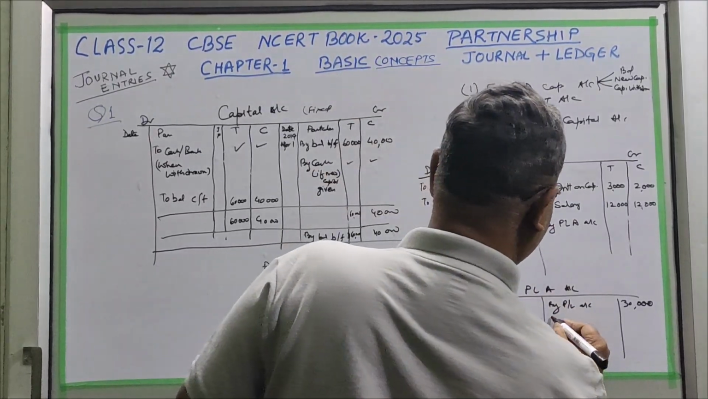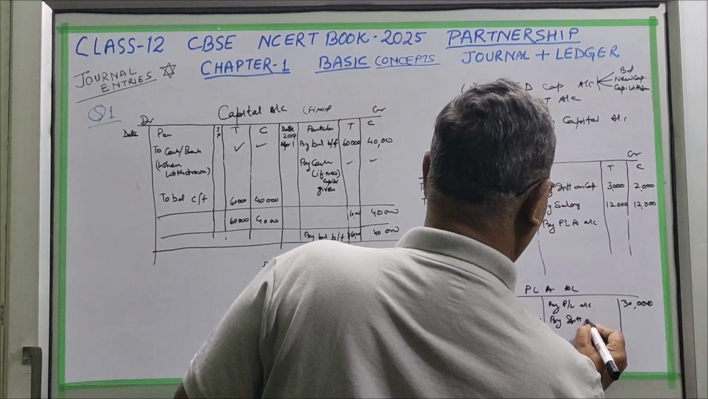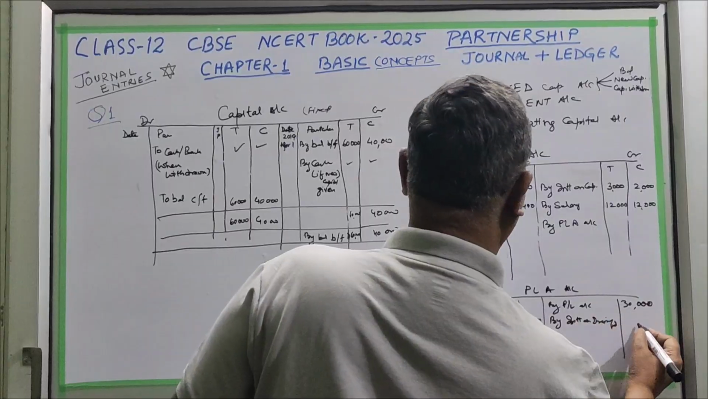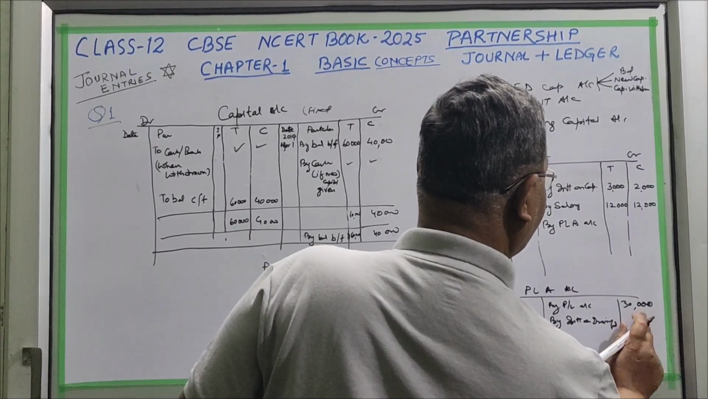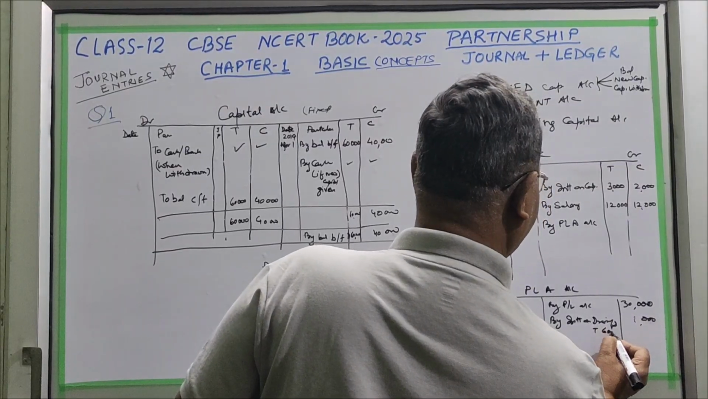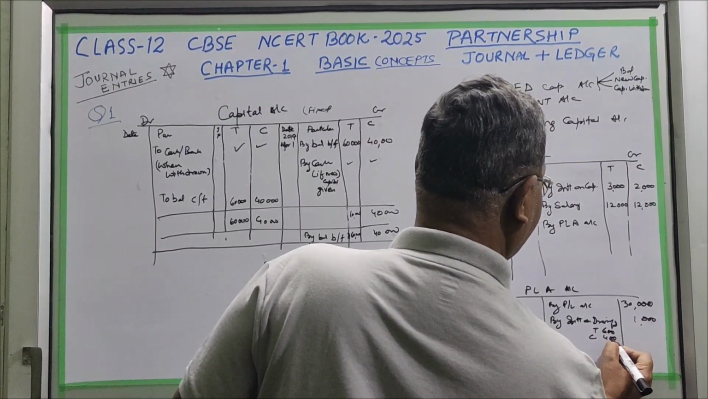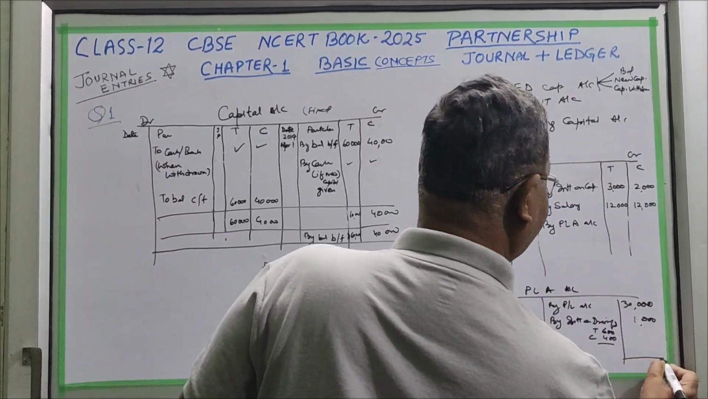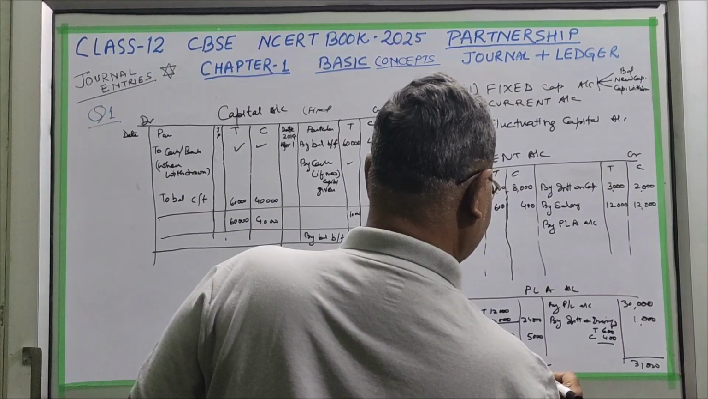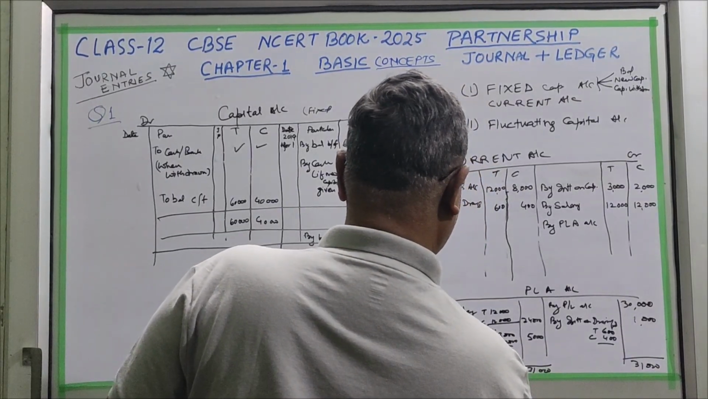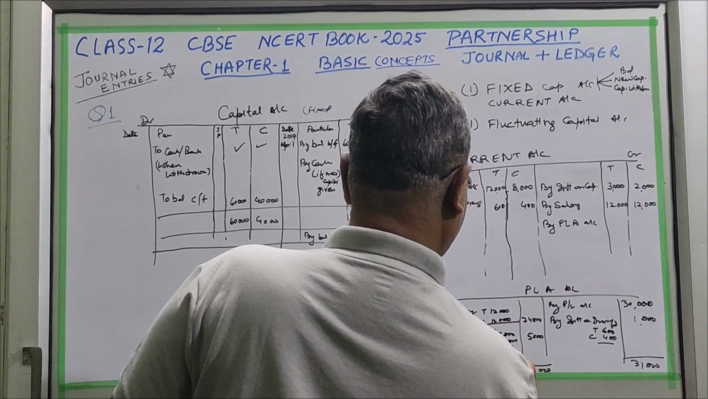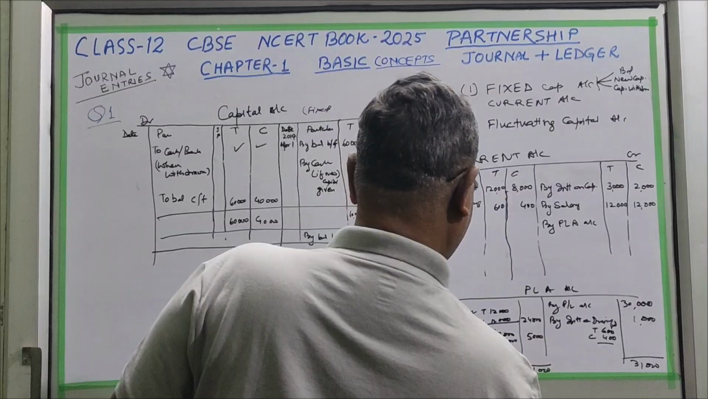Then interest on drawings, which I have discussed just before. How do these entries come? 600 and 400, so it will come to 1,000: T 600 and C 400. So this total is 31,000, and it will be divided among the partners as profit transferred to capital accounts of T and C.